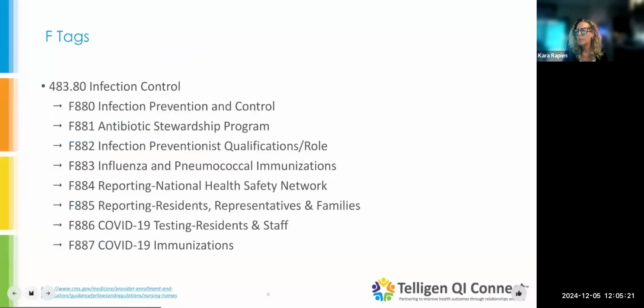So here on this slide, we have provided a list of F tags that can be associated with infection control. Be familiar with these tags. They're going to guide your day-to-day work, and it's also going to help you identify proactive measures to put in place to address these areas. And with it being December, if you have not reviewed these tags, especially F883 and F887, I encourage you to do that as they relate to the respiratory season.